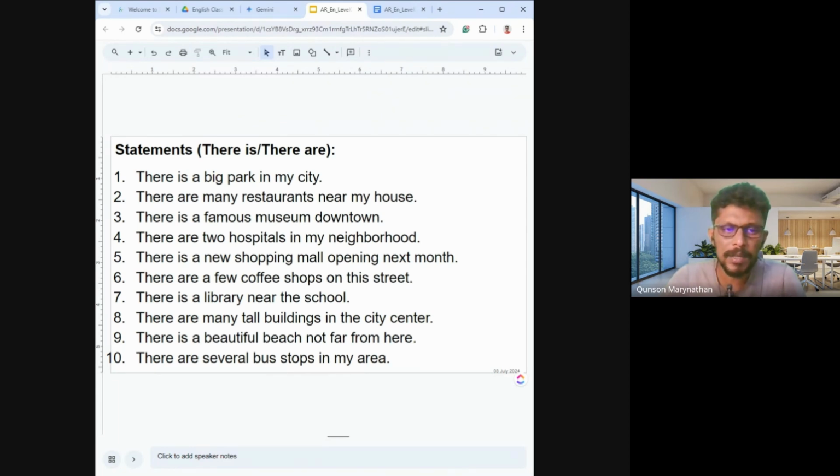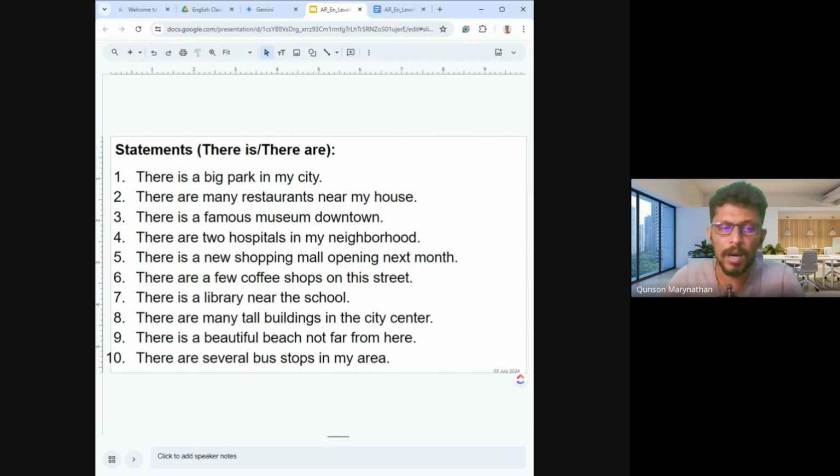There are many restaurants near my house. There is a famous museum downtown. There are two hospitals in my neighborhood. There is a new shopping mall opening next month. There are a few coffee shops on this street. There is a library near the school. There are many tall buildings in the city center. There is a beautiful beach not far from here.